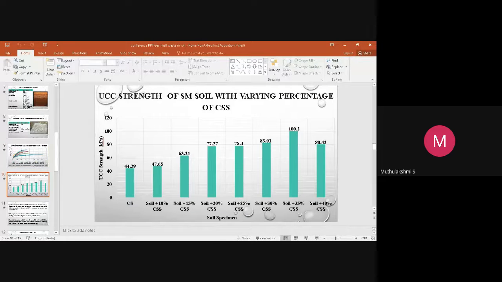These are the unconfined compressive strengths of the soil obtained with varying percentages of crushed seashell waste. It was found that maximum shear strength was obtained for soil with 35% crushed seashell waste, and the value obtained was 100.2 kilopascal.